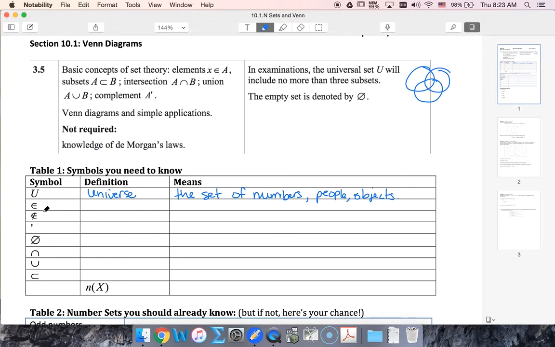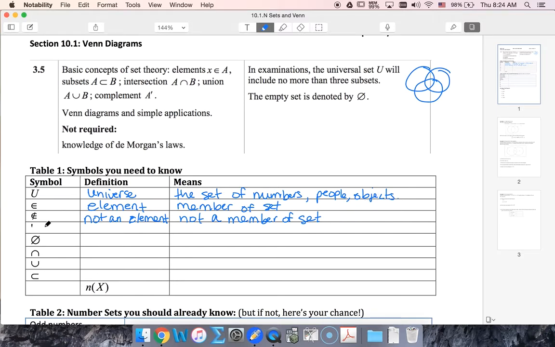This funky looking E, that means element. An element means that it's a member of the set. If I put a cross through it, that means not an element, so not a member of the set. A member in this case is an individual number, person, or object.